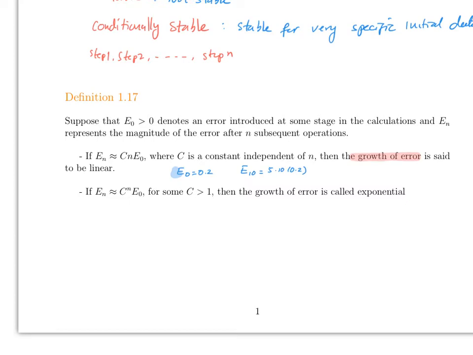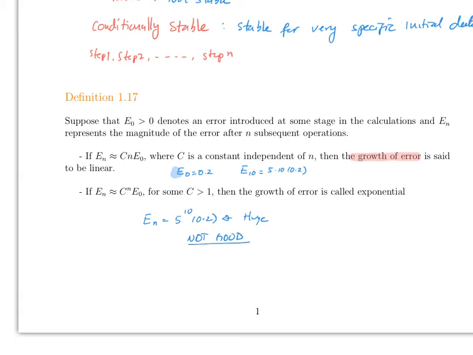So this is what we want to get. This one you don't want to get. Exponential means that the error increases exponentially. So using the same terminology, this will be, let's say, C to the n. And if C was equal to 5, for a constant, it will be 5 to the 10 times 0.2, which is a huge number. So therefore, this is not good.